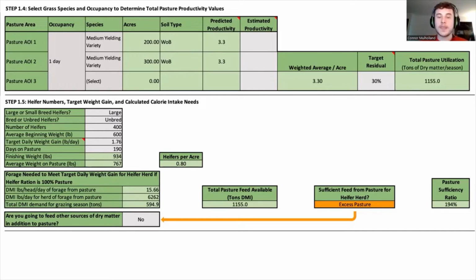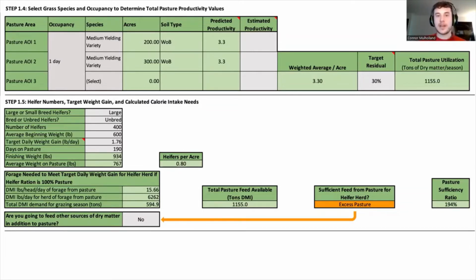Then just a quick timeout. If you didn't do step 1.3 and you do have a good context, or you know the forage suitability group of the soil, you can actually just input your own productivity figure in the estimated productivity column that would overwrite anything previous. But you should do that only if you have a good guess or a good contextual reason to know what the productivity of that farm will be.